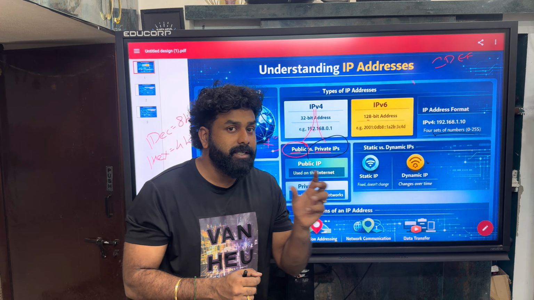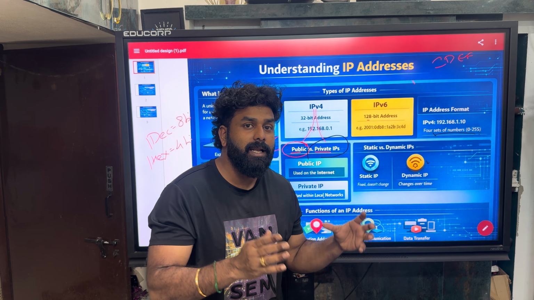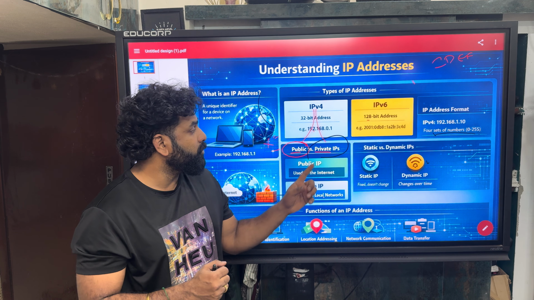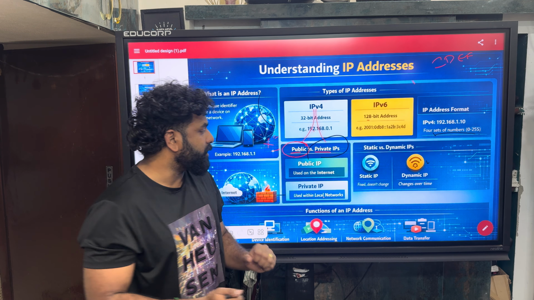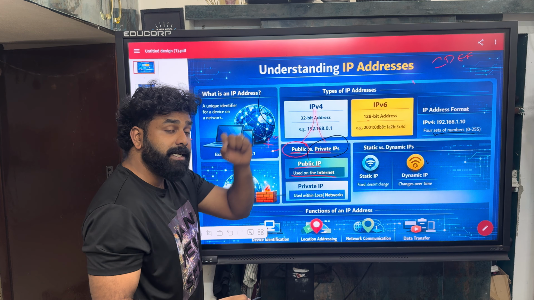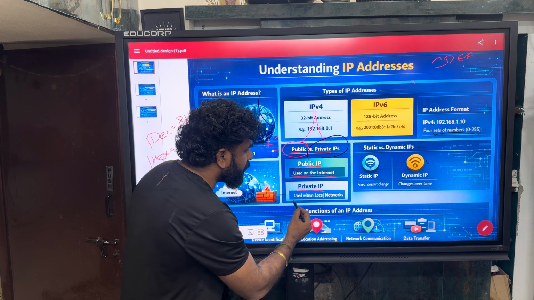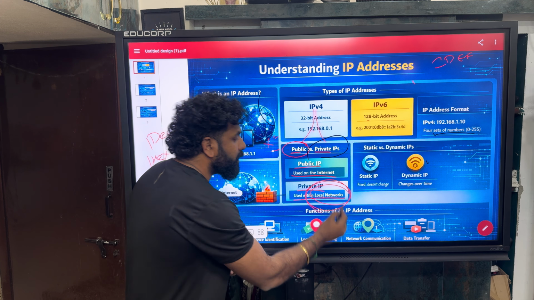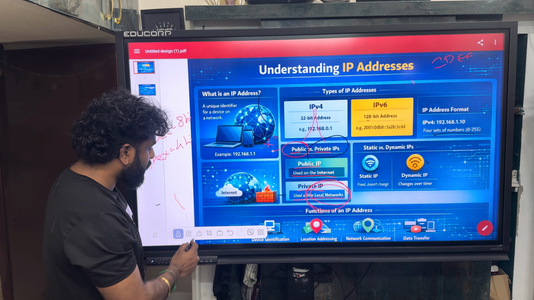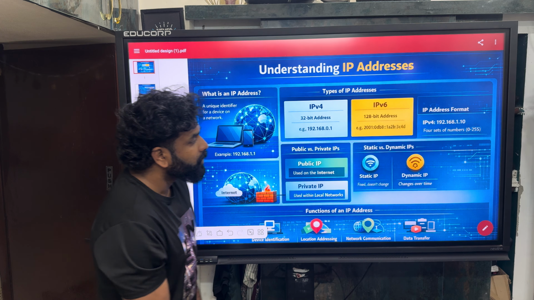So private addresses are used for local network communication, whereas public addresses are used for global communication. Mentioned here, public IP is used on the internet. Private IP is used within my local network. Clear this point? Okay, all good.